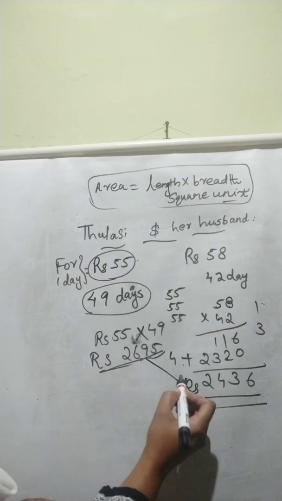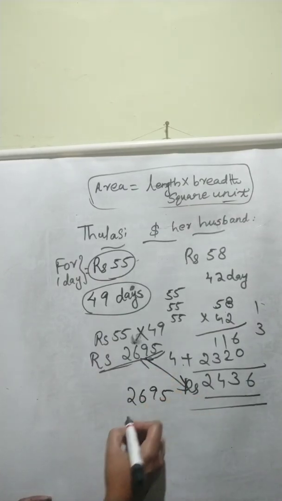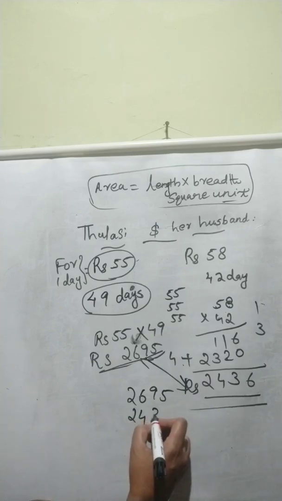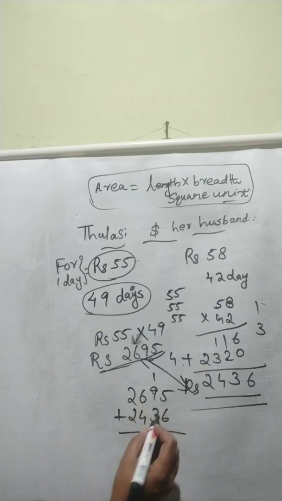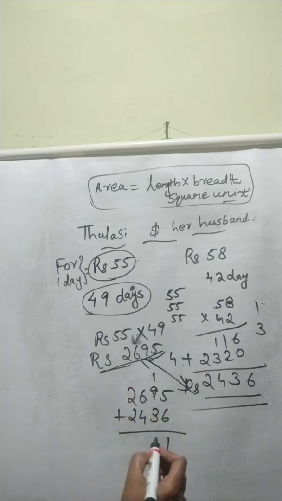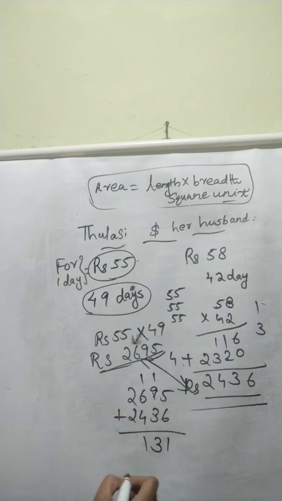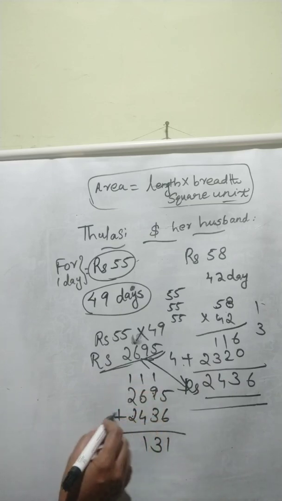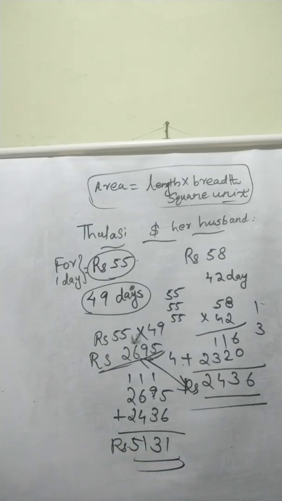So the question is, find the money they earned together. So they got 2,695 and 2,436. So we have to add it. 11, then 1, 13. Sorry, 12. 12 plus 1, 13. Then again 1, 6 plus 4, 10. 10 plus 1, 11. 1 will be there. 2 plus 2, 4 plus 1, 5. 5,131 rupees. So in total they got 5,131. Okay.